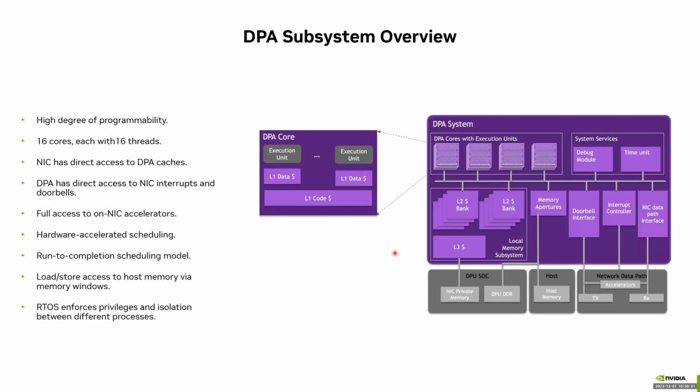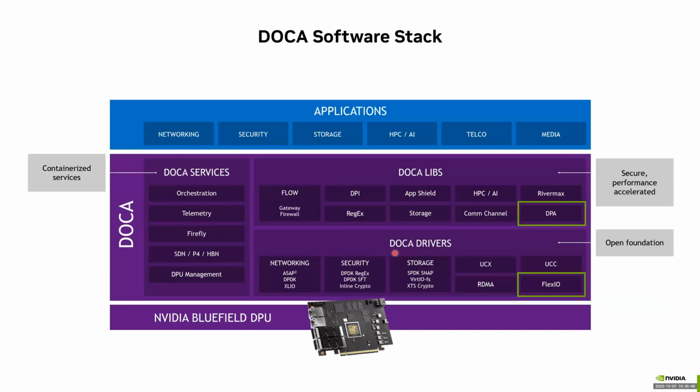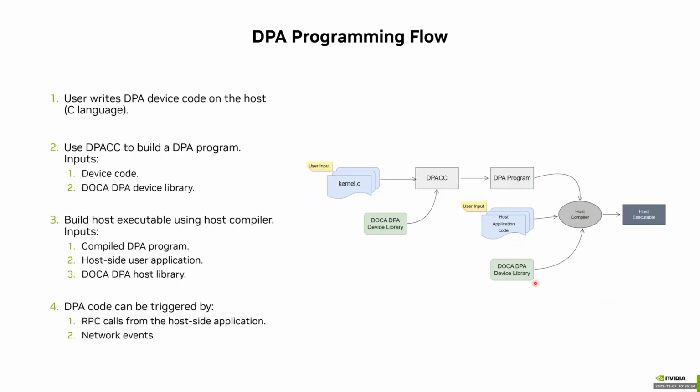Right. The model is run to completion. So when you get your thread running, you can run it to completion, and then you need to give up the core in a cooperative way whenever you find that you don't have any more work to do. We will see an example of how FlexIO code works, but before that, the full picture of the software stack is that we have applications, again, the Docker DPA library that provides some higher level abstraction, and then the FlexIO library.